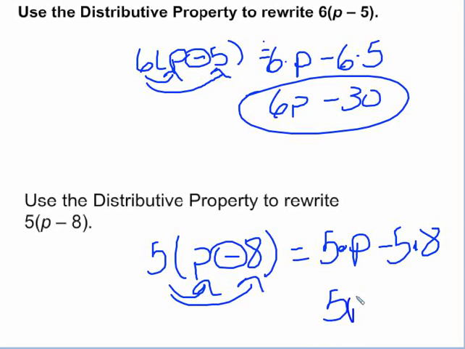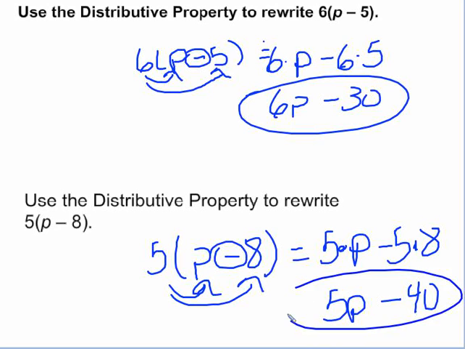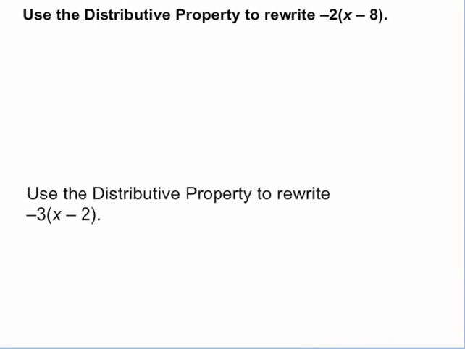Which gives me 5p minus 40. Alright, hopefully we're starting to get the hang of this. Let's try some more examples. Now, yesterday we talked about this a little bit whenever you have the minus sign or the negative sign outside of the parentheses. So today we're actually going to look at some examples in our video to make sure we really understand what to do with that negative.